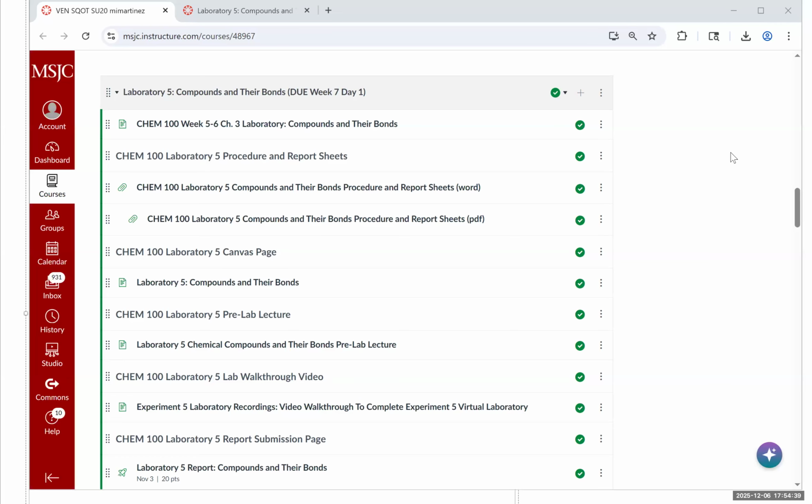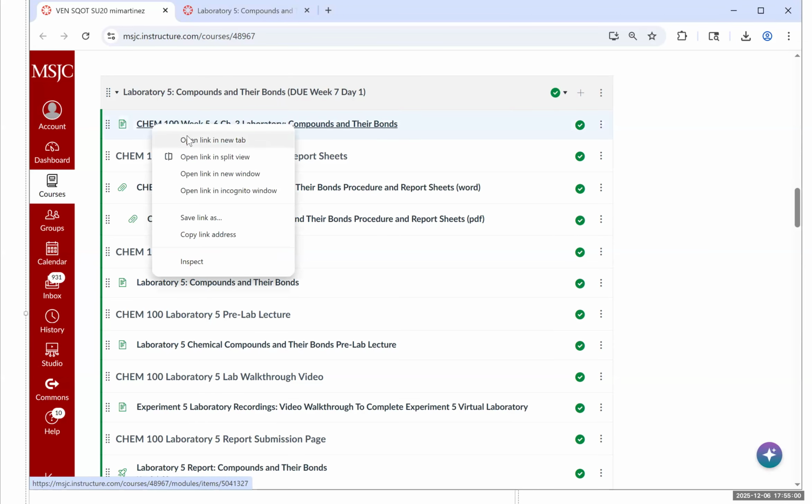So today we're going to be providing a run through of Chem 100 Laboratory 5, which focuses on compounds and their bonds. First and foremost, I'd like to direct your attention to the fact that in order to find this lab and all of the associated materials, we're going to go to the Laboratory 5 module in Canvas.